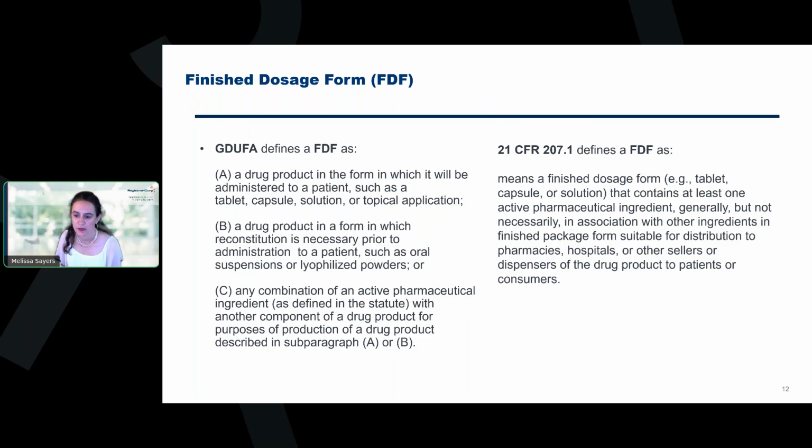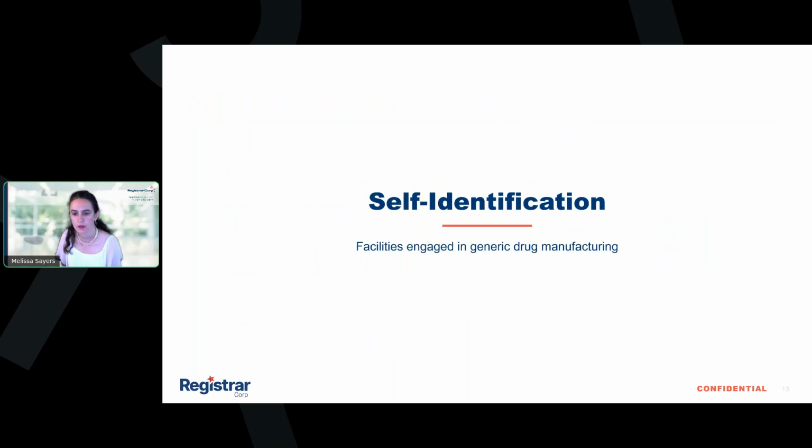The key takeaway here is that under GDUFA, the definition is more specific because it determines which facility fee will be incurred. These details are important for compliance as they affect how facilities are categorized and what fees they are responsible for. Understanding these definitions is crucial for ensuring your facility is properly classified and complies with FDA's requirements by identifying under the correct term and paying the correct user fee to FDA.